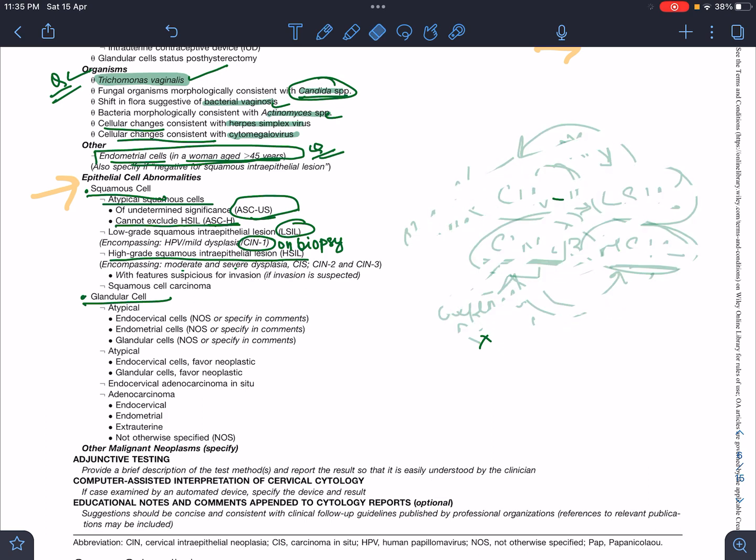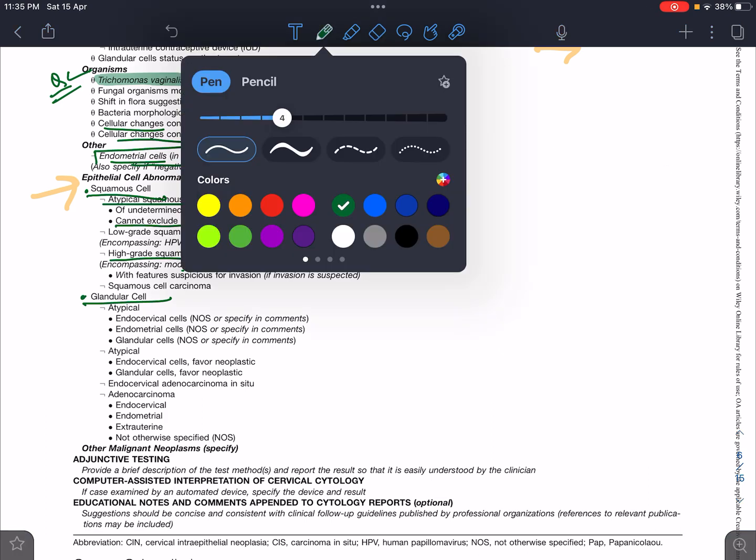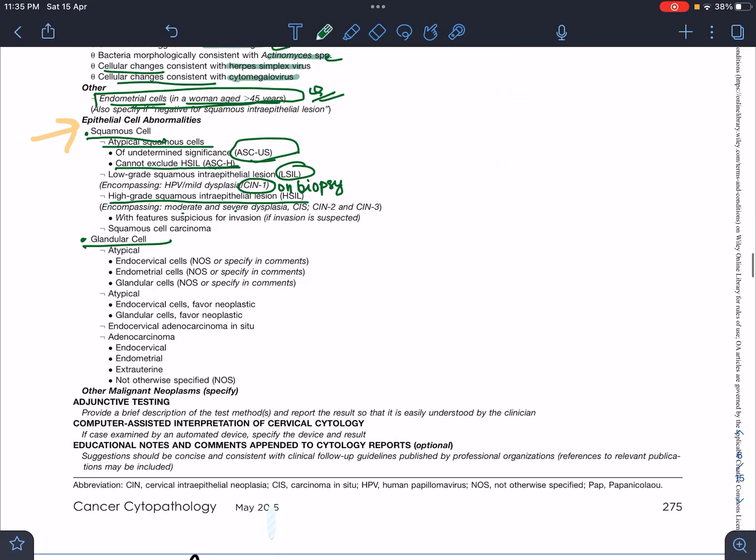How much to observe, till when can you observe, that I will tell in the next video. Okay, then if you're getting glandular cells, you will get atypical cells, which can be endocervical cells, not specified, glandular cells, not specified. Sorry. Atypical cells, glandular cells which favor neoplasia, endocervical adenocarcinoma in situ, or you can get adenocarcinoma. So these are the findings for squamous cells and glandular cells.